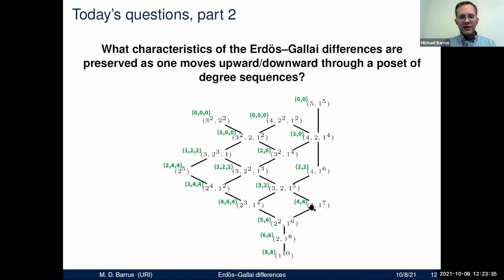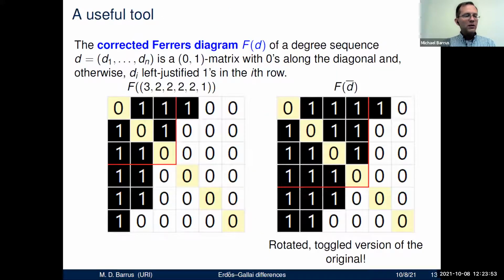As you take a quick look at the Erdős-Gallai difference list, which I've written next to all the degree sequences, I think you'll start to see there probably are some very clear patterns to those Erdős-Gallai difference lists if you look at them through the lens of majorization. So those are the questions I want to answer in the remainder of the talk. And to get started, I want to introduce a tool that will be helpful. The corrected Ferrers diagram is something you can build from a degree sequence.